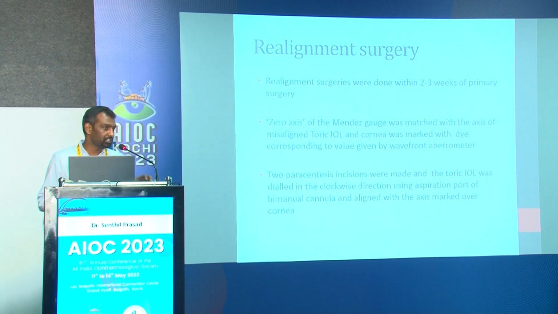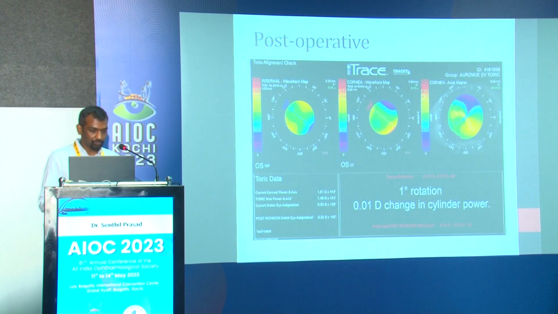So we aligned the zero axis of the Mendez gauge with the position of the toric IOL, and then the corresponding values which were given by the wavefront aberrometer were marked with the dye on the cornea. Then 2 paracenteses were made, and using bimanual irrigation aspiration cannula, with irrigation mode, the aspiration cannula was used to dial the toric IOL and align it with the marks on the cornea.